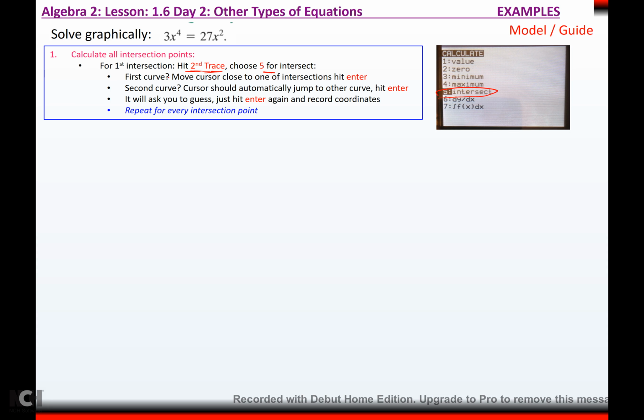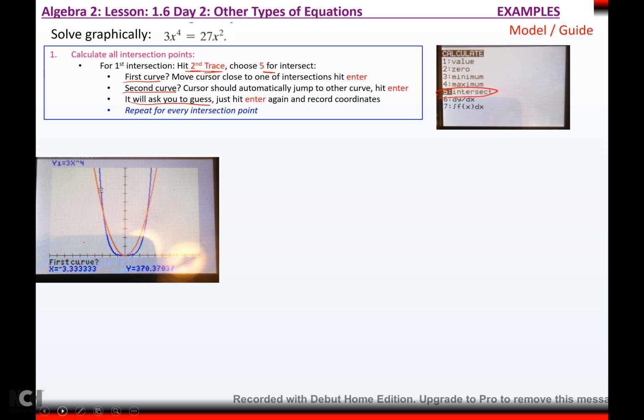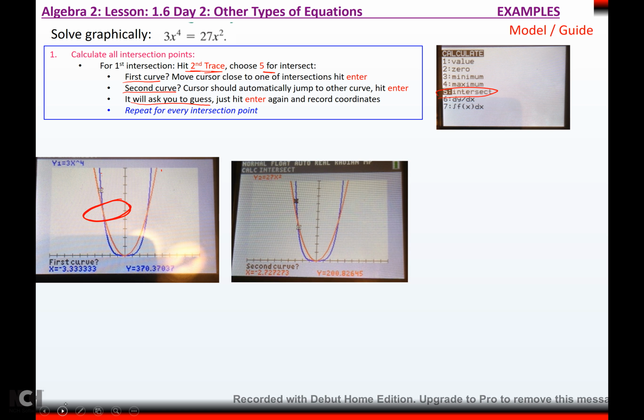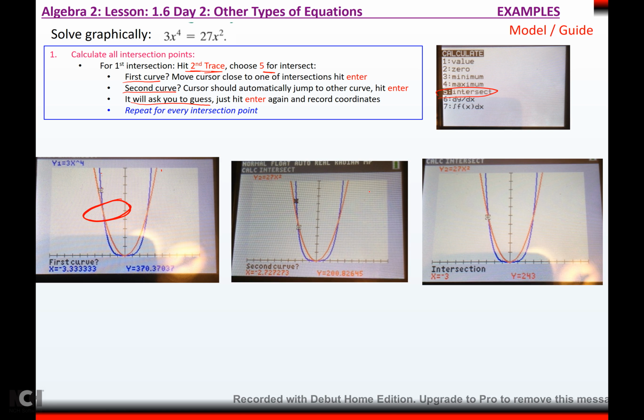It's going to ask you a series of questions: first curve, second curve, and then a guess. When you're doing intersection points, not zeros, the calculator is pretty smart. It's asking you for first curve. I'm trying to get this intersection point, so you don't want to be over here, you want to be over here, and it doesn't matter if it's on the blue or the red, and I know sometimes it's hard to tell. That's why I use my color one to illustrate. For first curve, I hit enter on the blue, and then it's going to say second curve. So I made sure I was on the red, and I hit enter. And then it's going to ask me to guess, which I just hit enter again.